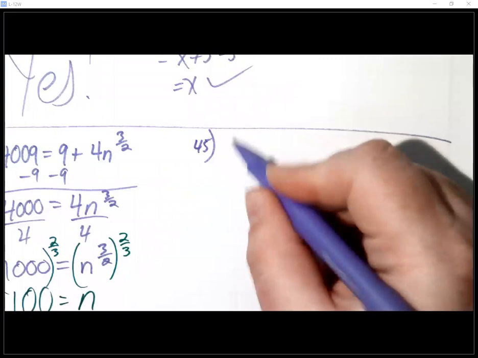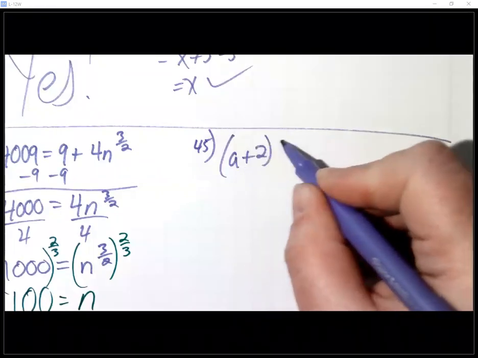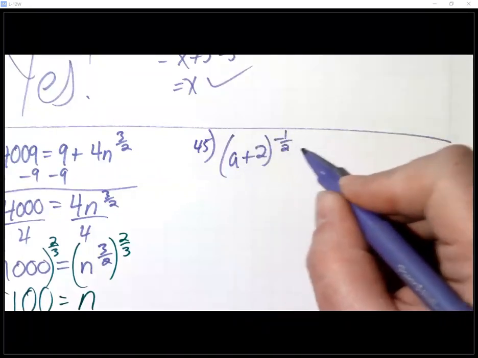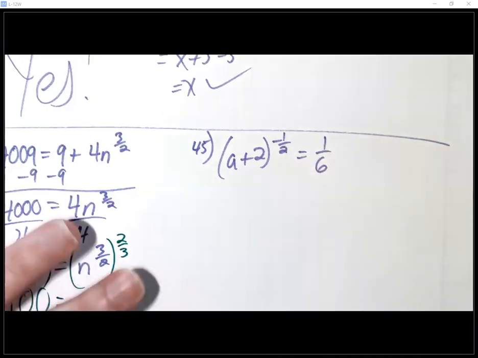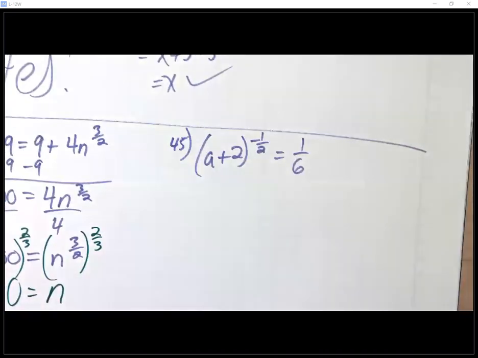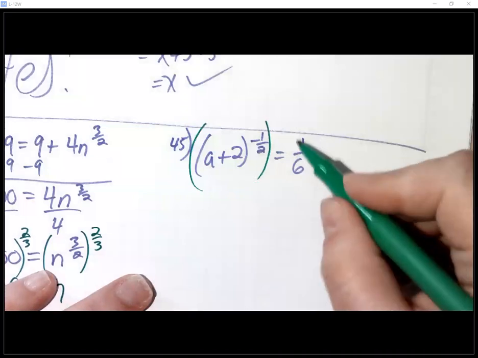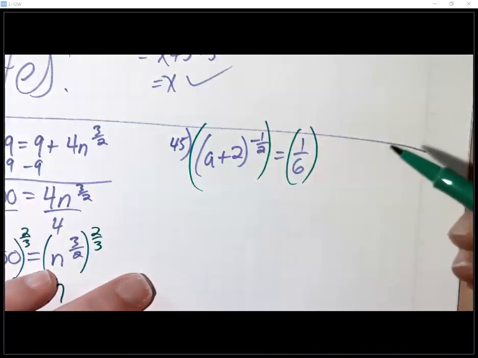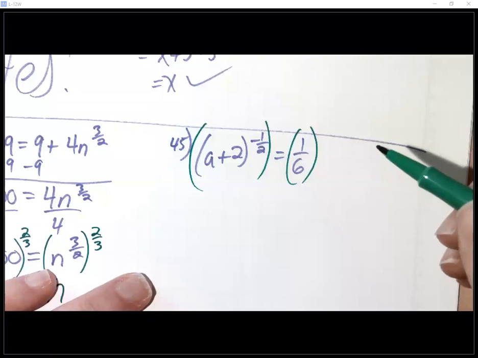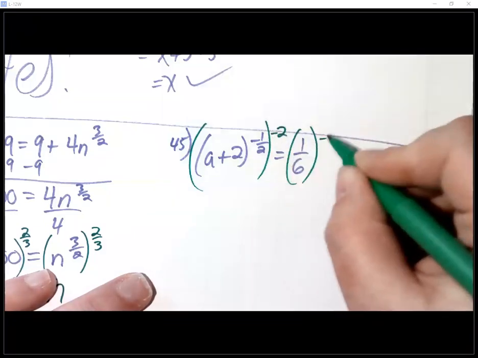A plus 2 to the negative 1/2 equals 1/6. Okay, so step 1 is actually already done. The thing being raised to the exponent is by itself. So that's good. Now we got to raise both sides to the reciprocal power. What's the reciprocal of negative 1/2? Negative 2. Yep. So I'm going to raise both sides to the negative 2 power.